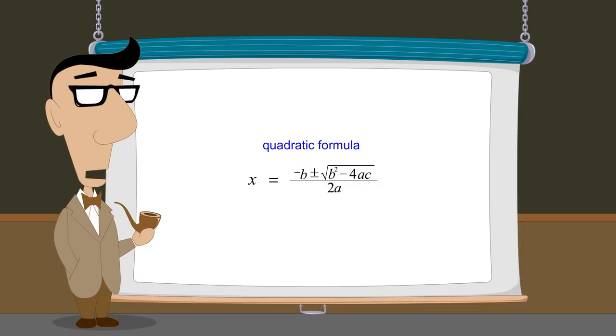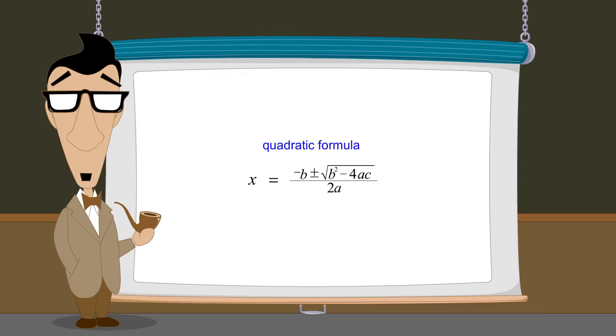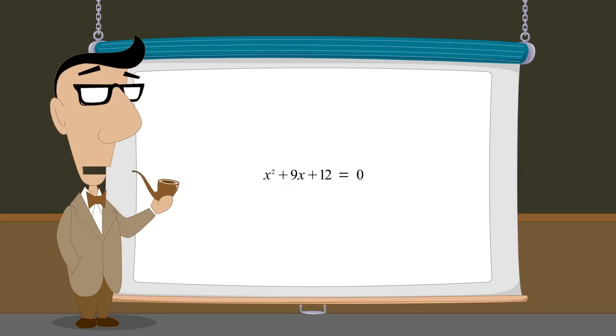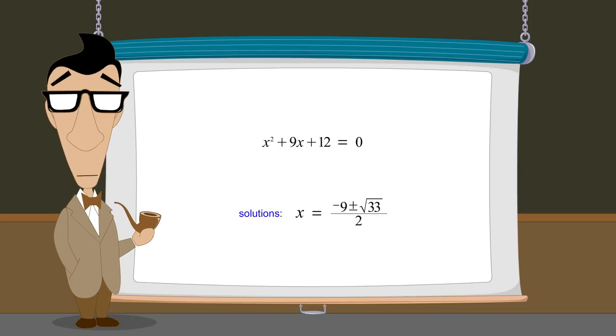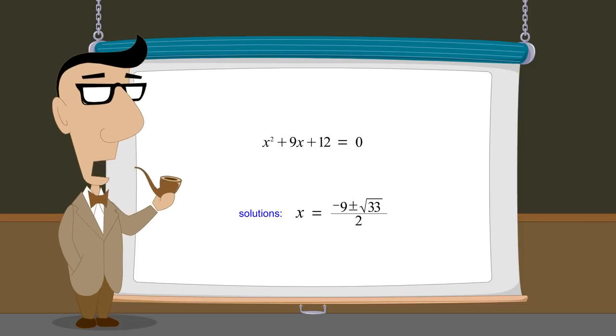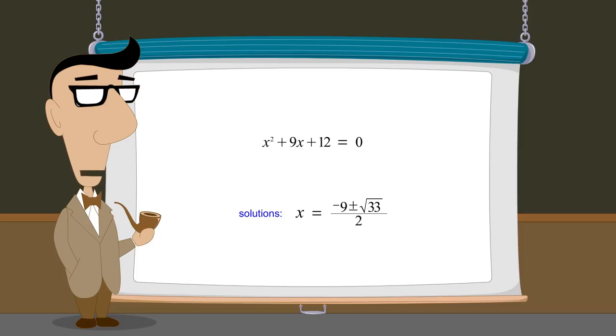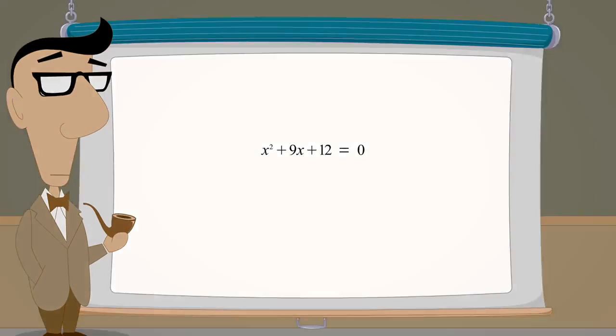Although the quadratic formula solves quadratic equations using the same logic as completing the square, it is more straightforward to use. As an example, in the lecture Completing the Square Part 1, we solved the quadratic equation x squared plus 9x plus 12 equals 0. Using the technique of completing the square, we arrived at the solutions -9 plus or minus the square root of 33 over 2. Let's now solve this same quadratic equation using the quadratic formula.